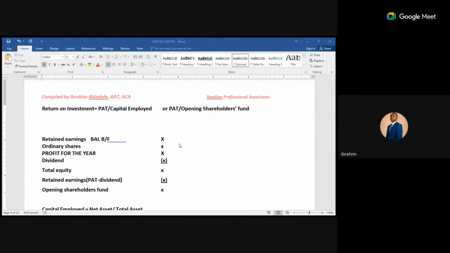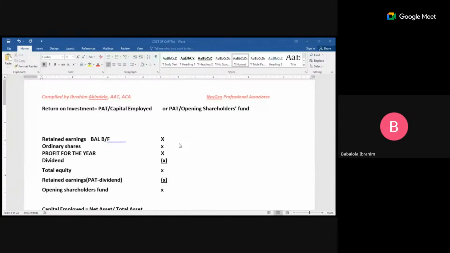Thank you. The part I don't understand is how to get the opening shareholders' funds. That's the part I don't understand.